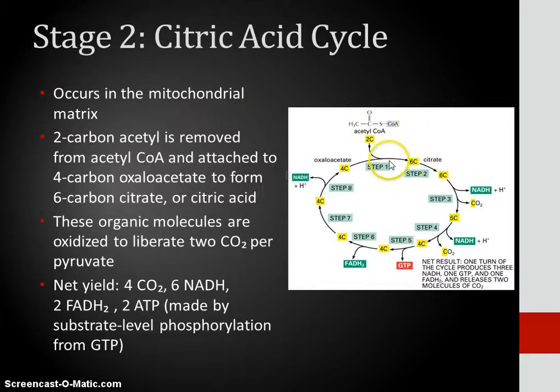So as they go through this cycle, following these 8 steps, they become rearranged and oxidized in order to form back into the oxaloacetate as they did in the beginning. And so the net yield of the citric acid cycle is 4 CO2s, 6 NADHs, 2 FADH2s, and 2 ATPs, which are made through substrate level phosphorylation from GTP, which we cannot see on this diagram, but it's on the one in the textbook in greater detail.